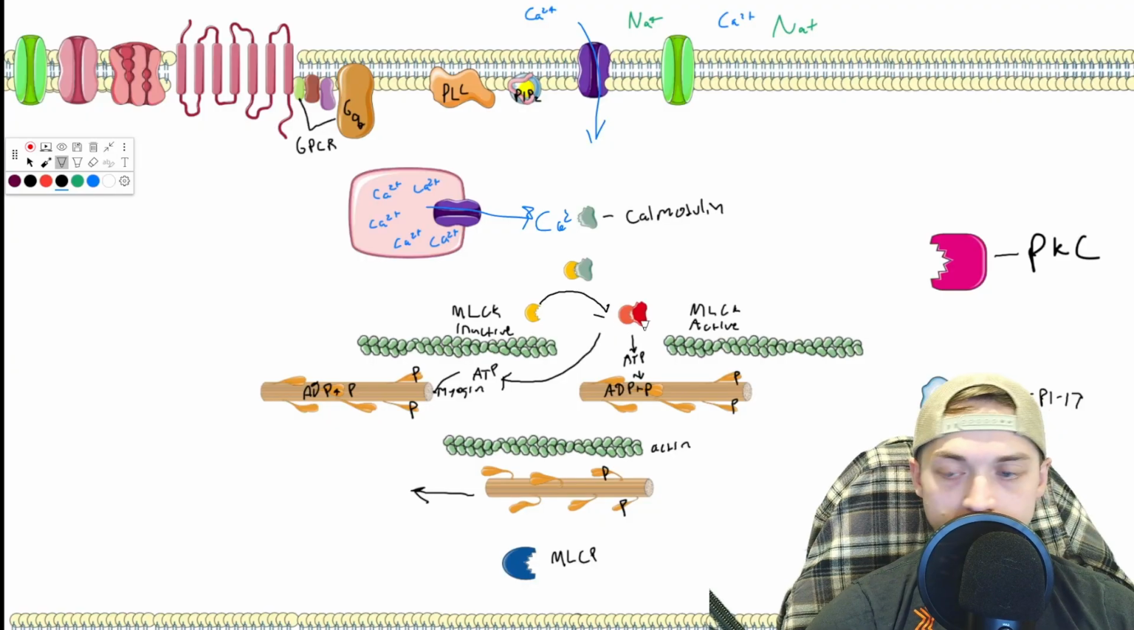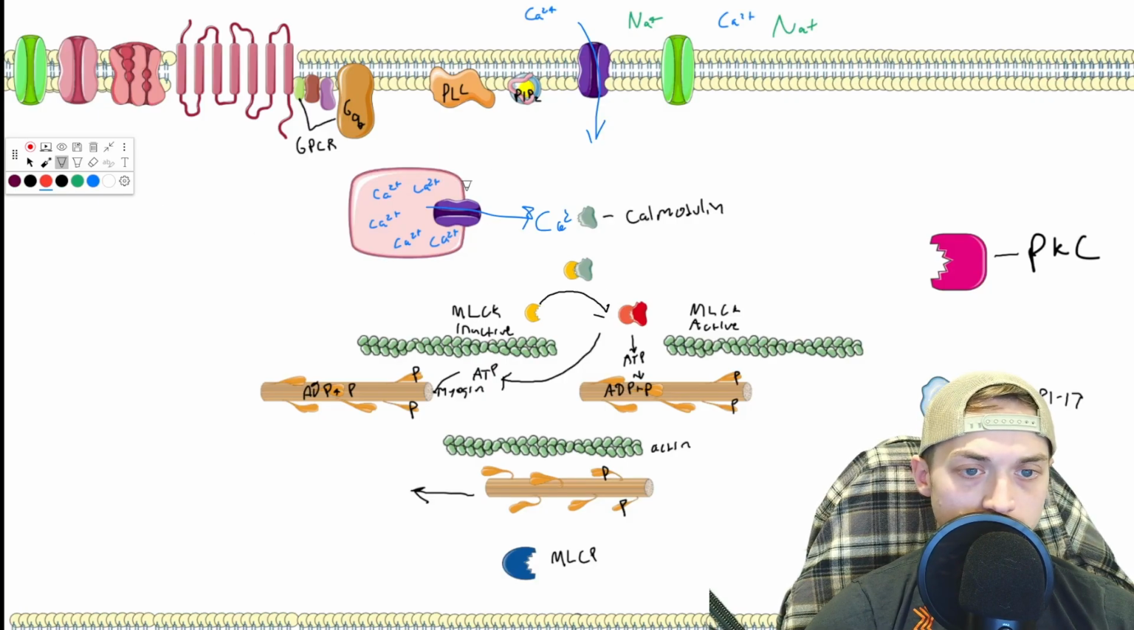And then this active MLCK is going to take an ATP and split it into an ADP plus P. These phosphate molecules are going to attach to those myosin heads, which allows them to interact with this actin over here, causing a contraction. Now, when your body is tired of contracting, basically everything that happened is just going to go in reverse. So we'll use red.